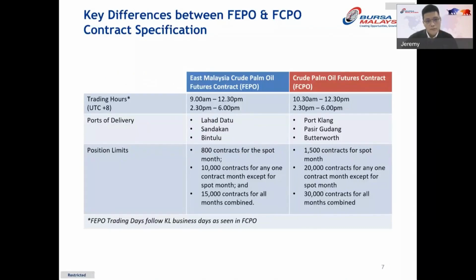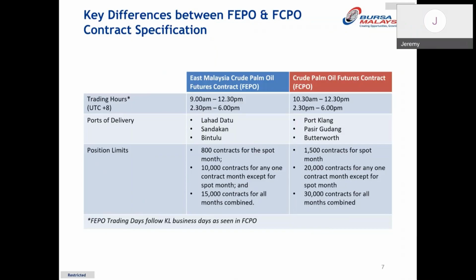Moving on, these are some of the key differences between FEPO and FCPO. The main difference is the trading hours. First, FEPO starts earlier: from 9 to 12:30 p.m., then approximately a 2-hour break, and we start the second session at 2:30 p.m. until 6 p.m. FCPO starts a bit later, at 10:30 a.m. until 12:30, takes a short break, then 2:30 to 6 p.m.